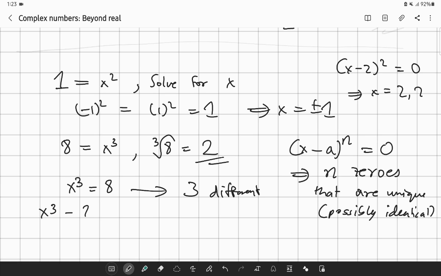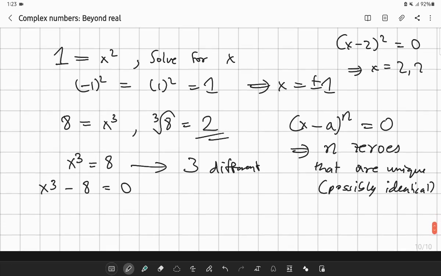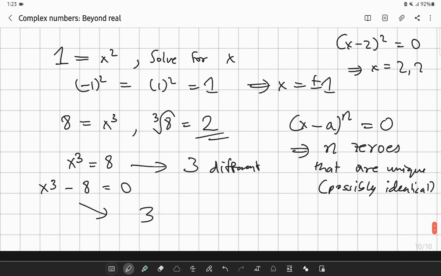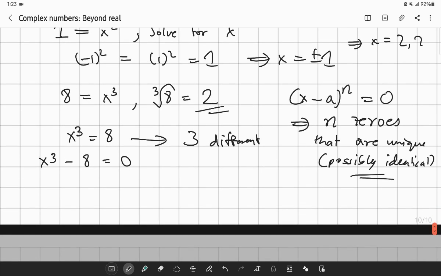This cubic is guaranteed to have three solutions, or at the least identical solutions. But where are the other solutions? Now this is where complex numbers come in, and with complex numbers you can find the other solutions, because the other solutions are complex basically.